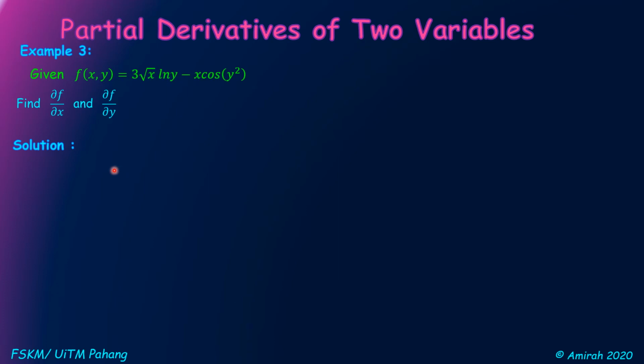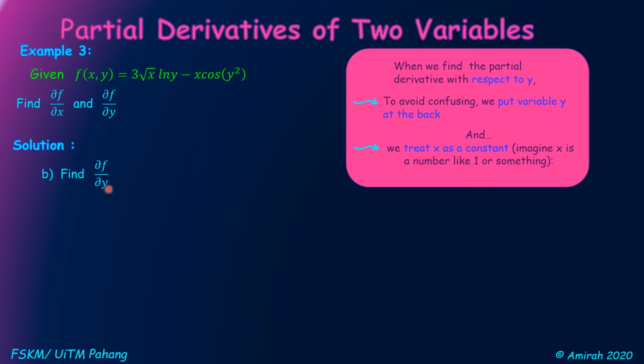Now, we look at how to find del f over del y. Del f over del y is the partial derivative with respect to y. To avoid confusion, we put variable y at the back. So we can rewrite f equals 3 sec x times ln y minus x times cos y squared. To avoid error, we can write the terms containing variable y in different colors. Alright. And then we treat x as a constant. We just imagine x is a number like 1 or something.